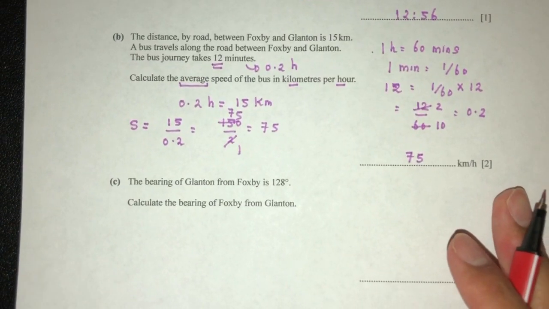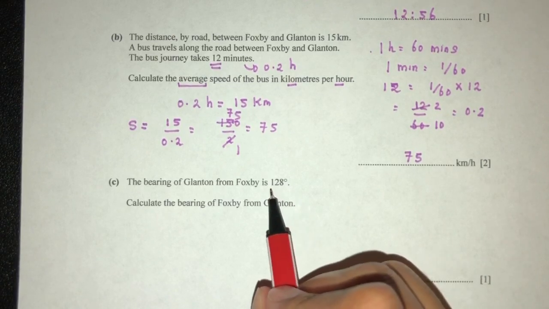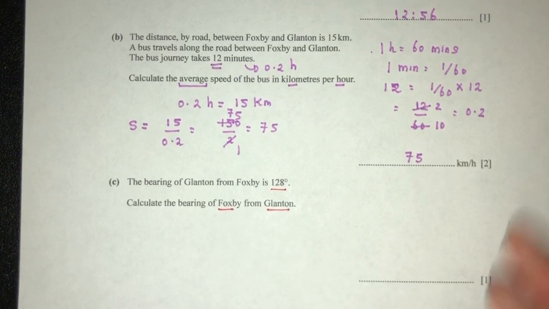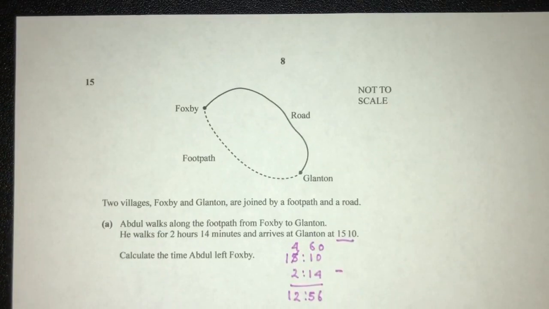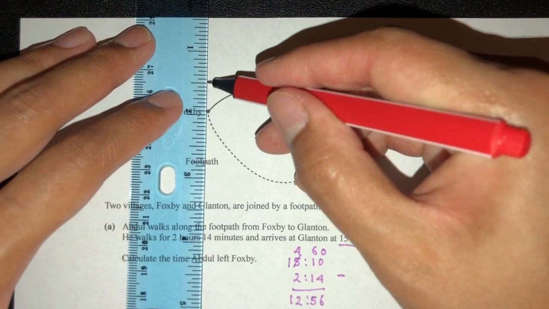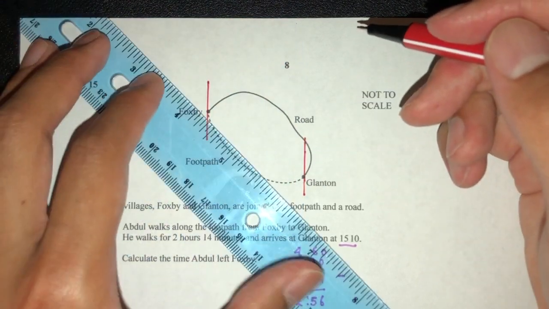Now for part C, we have what? The bearing of Glenton from Foxby is 128. So we have to calculate the bearing of Foxby from Glenton. So let's see. How do you find bearings? Let's say we have our north line here and here. Let's join them.